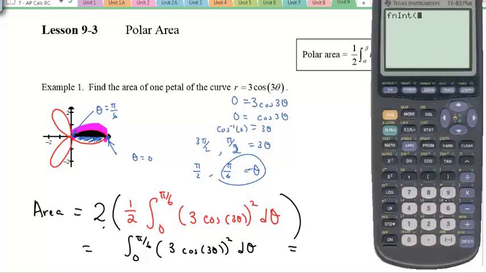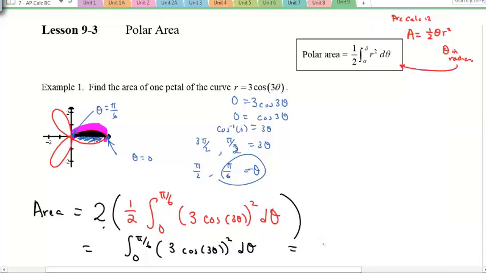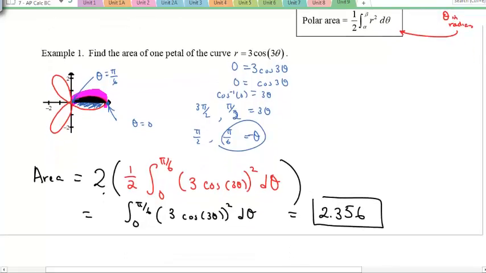Let's go number 9, fnInt. Plug in the expression 3 cos 3 theta, close the first bracket on the theta, close the second bracket on the function, square it, comma theta, because that's your variable, and you're integrating from 0 to pi over 6. Close the bracket and there's your answer, 2.356. So the area of one petal here is just 2.356. Pretty straightforward, I hope.